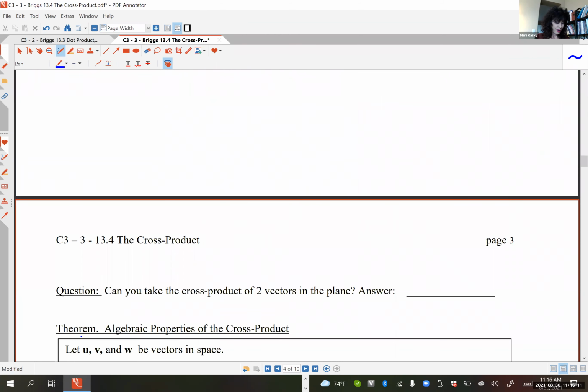Can you take the cross product of two vectors in the plane? This is 2D. What did I say about that? Yes or no? No. Nope. Meaningless. Well, I had a teacher who made me do it. No, he didn't. Can't do it. It's impossible.